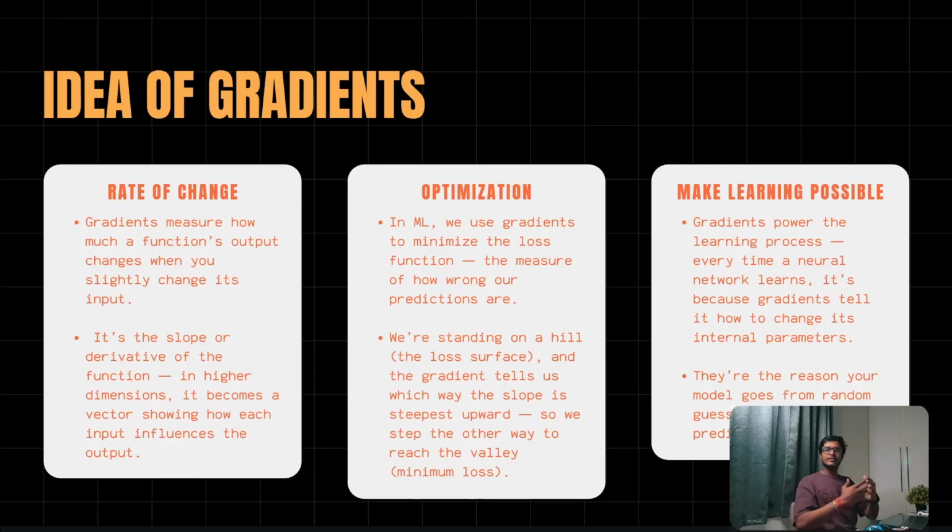Suppose we have a function which takes some inputs and gives us an output. That's a simple function. Now, the gradient tells us that if we change our inputs, how much will our outputs change? You can think of gradients as a measure of the rate which says how much there will be a change in our output if there's a change in my input. So in a way it tells us how our inputs are influencing our output.